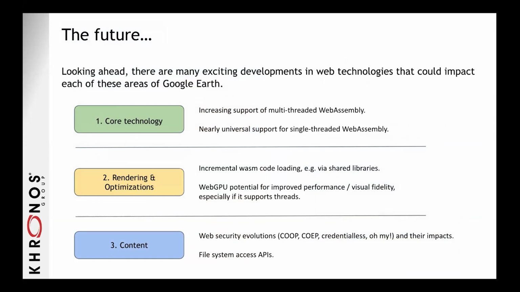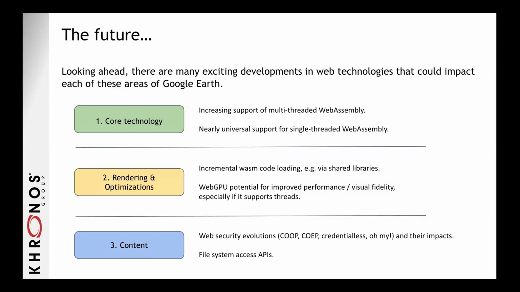So in closing, I wanted to turn to the future a little bit and convey my excitement about a lot of the new web technologies that we think could have an impact on Google Earth down the road. This spans these dimensions of core technology, where we're seeing broadening support of multi-threaded WebAssembly. We're seeing nearly universal support for single-threaded WebAssembly, even on mobile browsers, which is quite exciting.